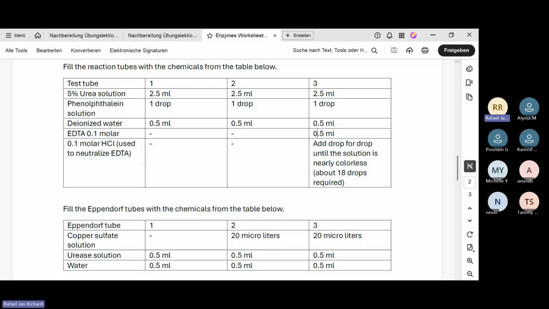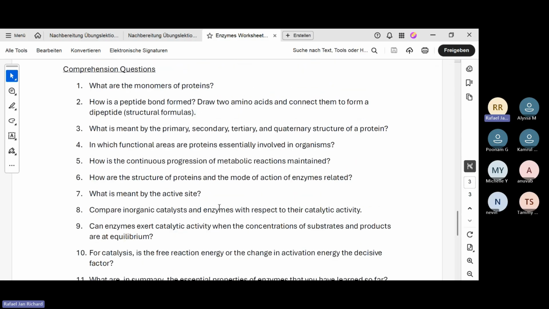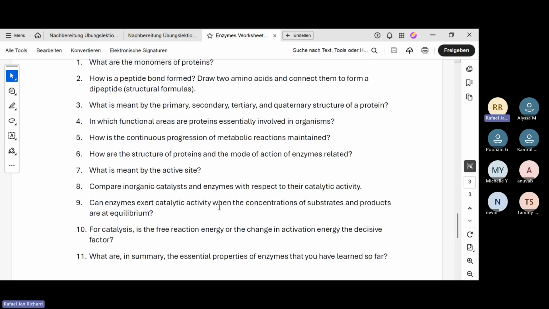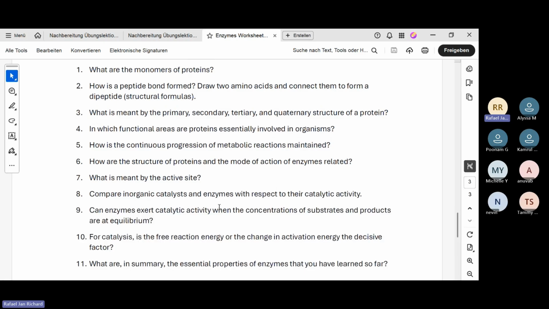So this was the second activity. In the PDF that I shared with you, there are some more questions about proteins and, more generally, the catalytic effect of enzymes. I don't think we need to look at all of them right now, but if you later have time, you can look at the questions.